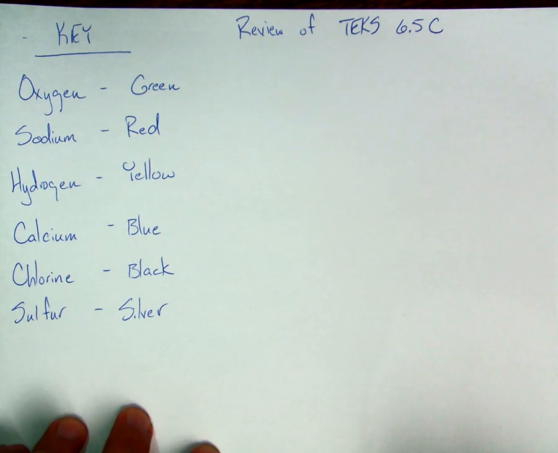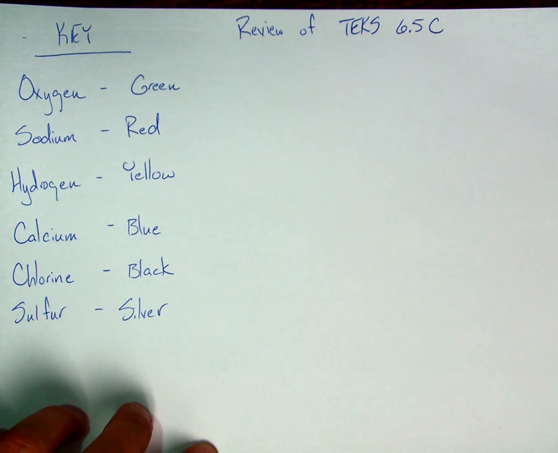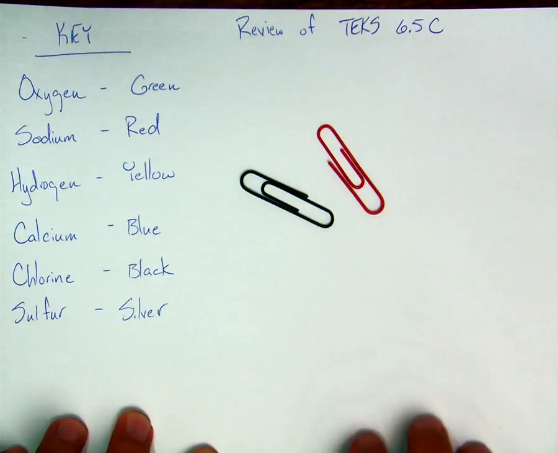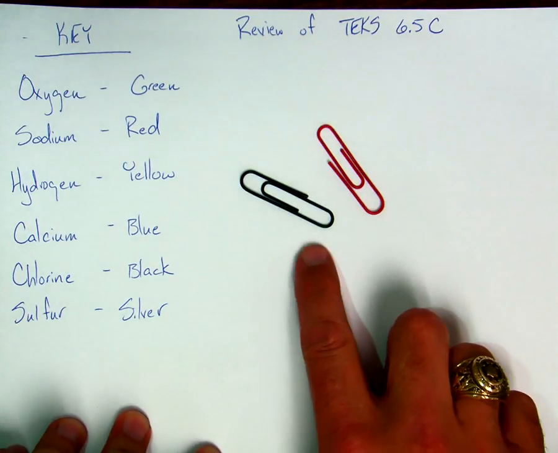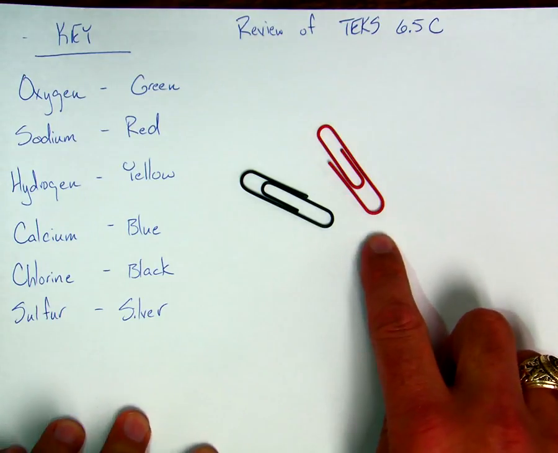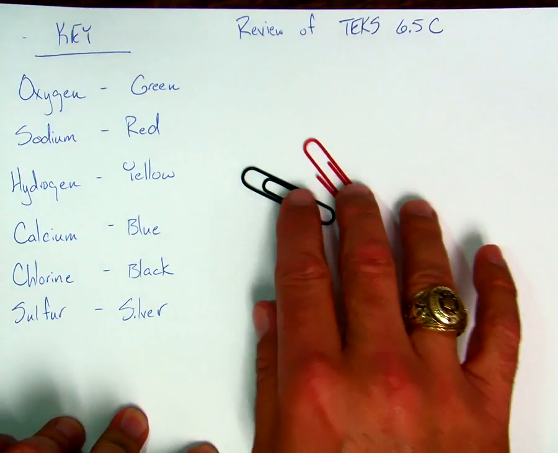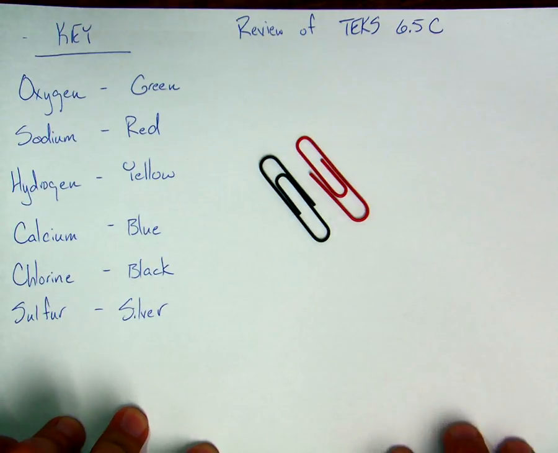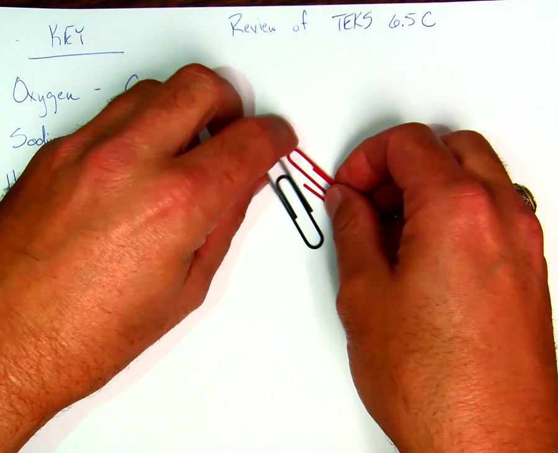So let's go ahead and go to the next one. We want to do a mixture. So if we put these two elements, take a second to identify those, we have a black one, which is going to be chlorine, and we have a red one, which is represented as sodium. So we could put these two in the same container, but if they're not chemically bonded, we just have a mixture of elements. We have to wait until we actually bond those two together.